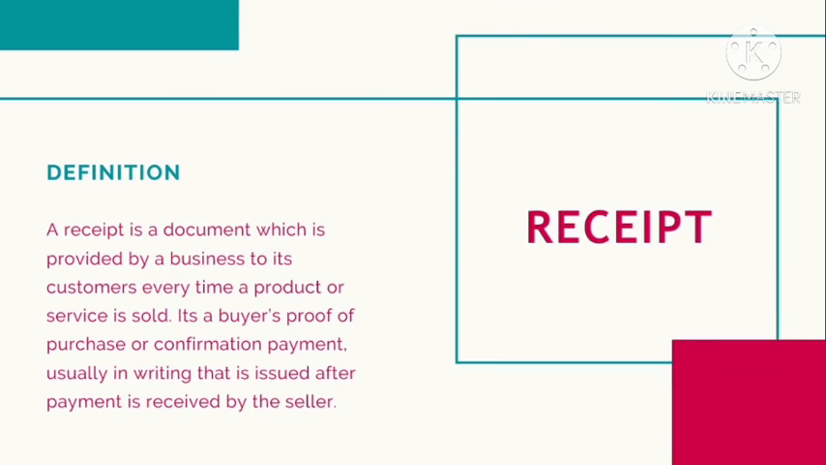Next is receipt. Definition of receipt is a document which is provided by a business to its customers every time a product or service is sold. It's a buyer's proof of purchase or confirmation of payment, usually in writing, that is issued after payment is received by the seller.